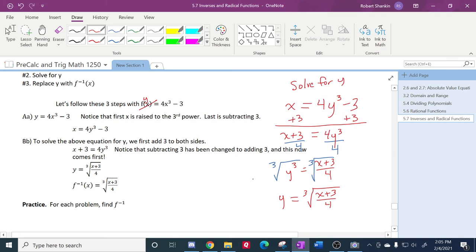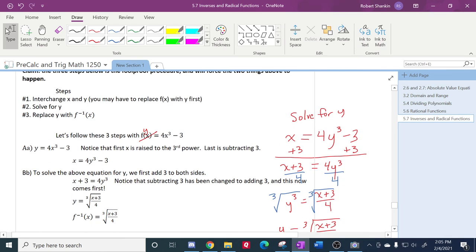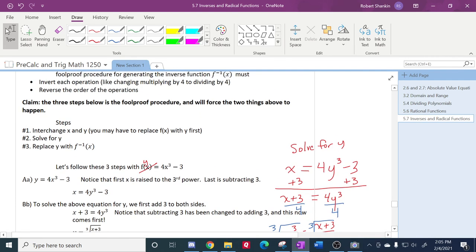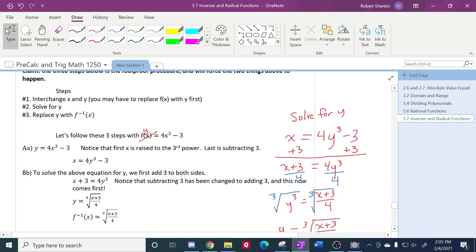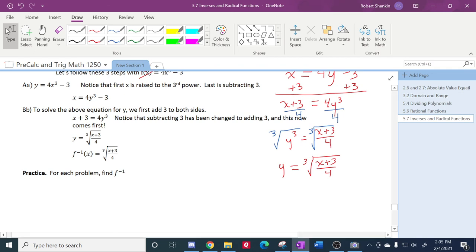So I have just done step number 2. First step, I interchanged the x and the y. Second step, I solved for the y. We solved for y and saw that it accomplished these two goals: it inverted each operation and it reversed the order of the operations. The last thing then is to acknowledge that this is my inverse function. So I replace the y with f inverse of x, and I'm done. I have found my inverse function.